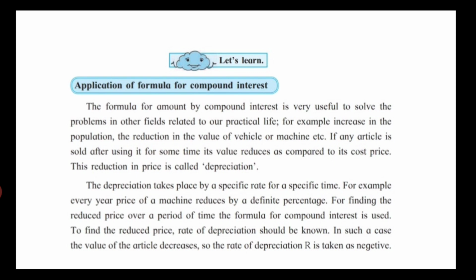When the words decrease, depreciation, deduction are there, which indicate the reduction in the price of that particular thing, machine or vehicle, we have to take the value of R as negative. Otherwise, if there is an increase, then we cannot take the value of R as negative; we have to take it as a positive value. But if it is deduction, reduction or depreciation, the value should be taken as negative. So let us see the formula for amount once again, and then we will solve the sums from practice set 14.2.